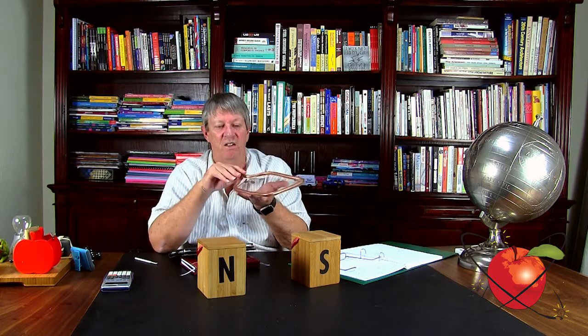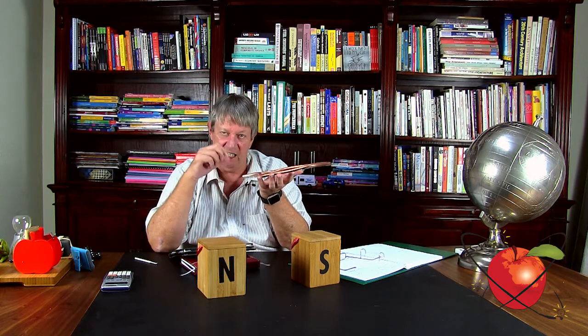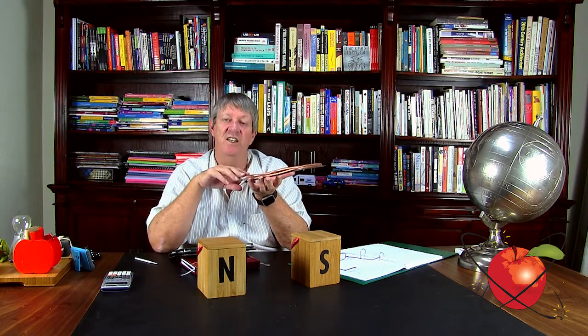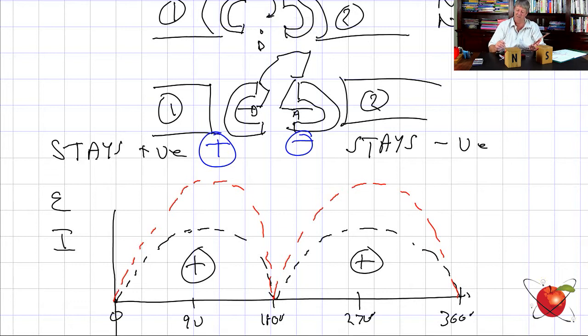Now, if we do it with what we're describing here, the commutator, the split ring, obviously because it's got a split down the middle, let's put it in green to help. It is split. Can you see?